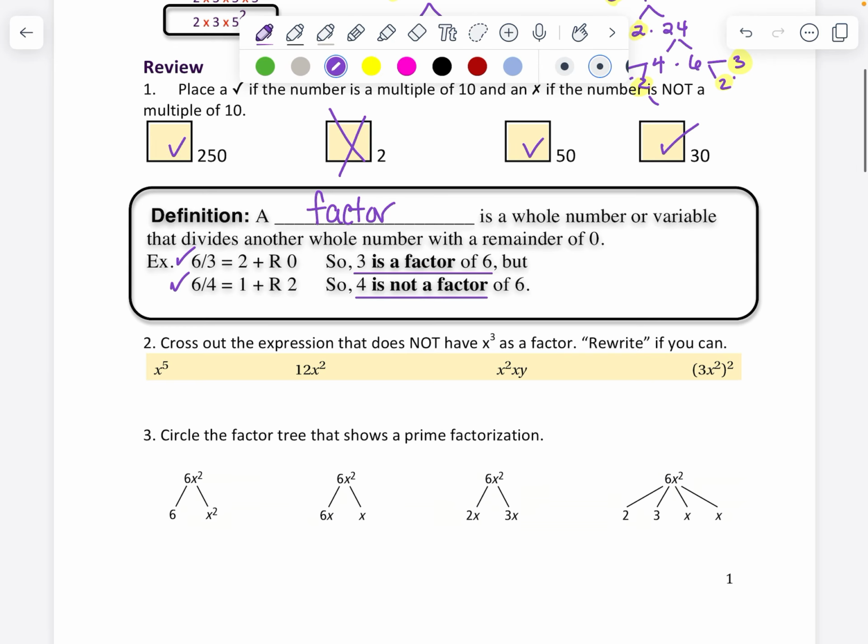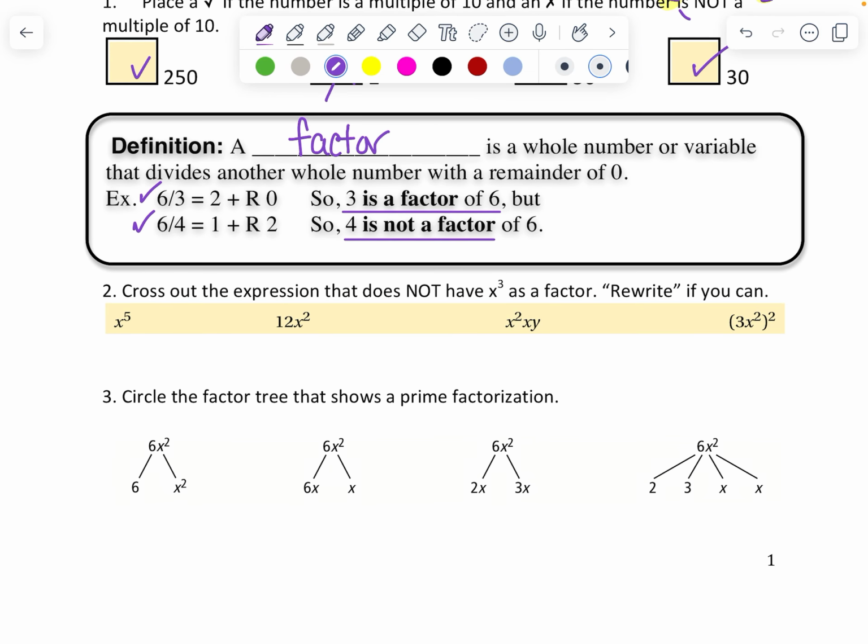All right, in the next one, you want to cross out the expression that does not have x cubed as a factor. That means it really has to have 3 factors of x. So when you look at the first one, x to the 5th expanded, you've got 3 factors of x, so this is x cubed times x squared. So we're good there. Then we have the 12, which is 3 times 4, but we have an x and an x. So this one does not have x cubed as a factor because there's not 3 x factors in there.